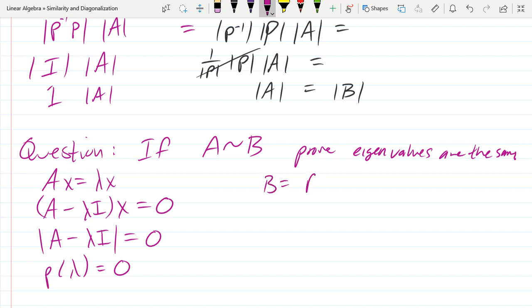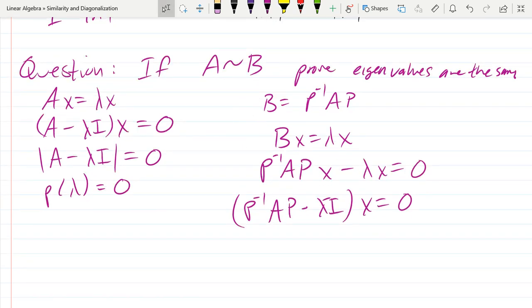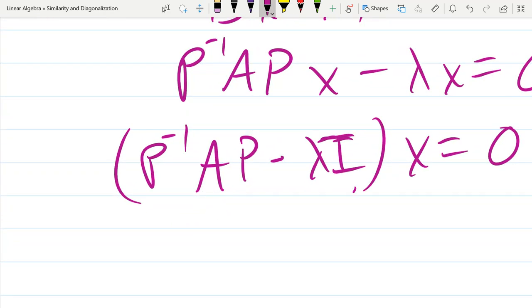That means B equals P inverse AP. That's what it means to be similar. So let's look at BX equals lambda X. And now we'll sub in that ugly P inverse AP, and we'll do that factoring. All right, so what I would like is this term right here to be multiplied on the left by P inverse and on the right by P. So that's what I want it to look like right here.